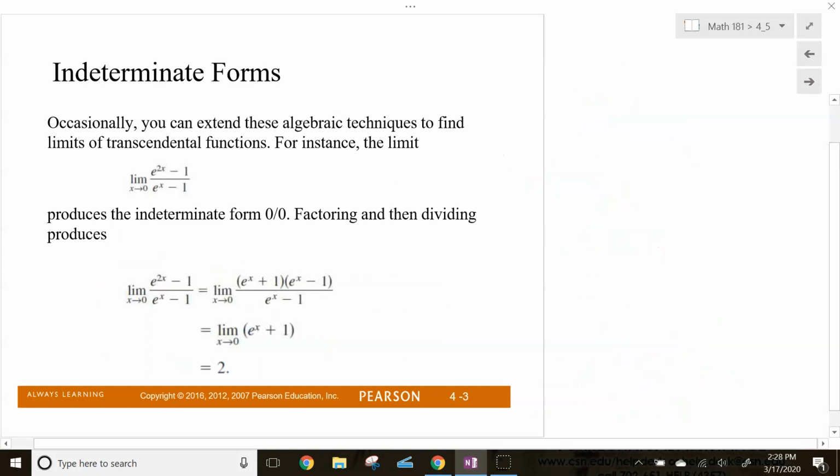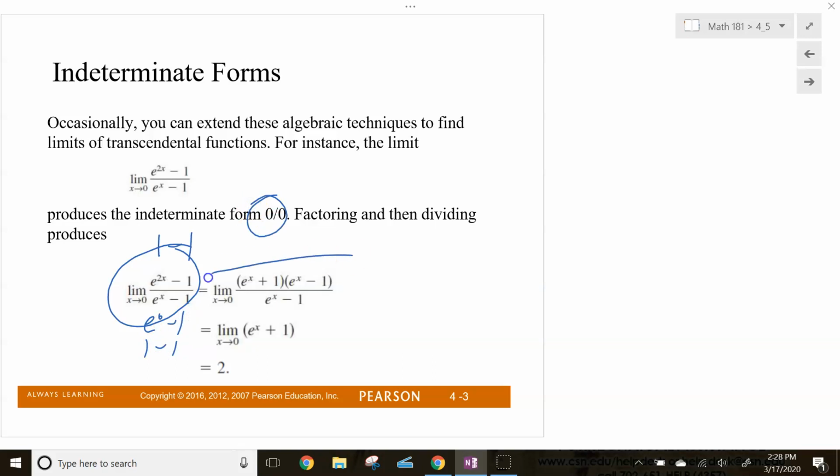Here's another one with the transcendental functions. Again, you plug in 0, and you got e to the 0. Well, anything to the 0 is 1. So you got 1 minus 1 on the top. You got e to the 0 on the bottom, minus 1. So we got 1 minus 1 on the bottom, right? So we got 0 over 0 as our form. So you notice this will factor, right? And then those cancel. Now we can plug in e to the 0 and get 1. So our limit ends up being 2.